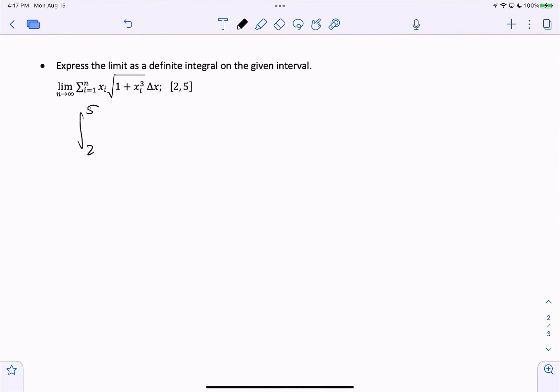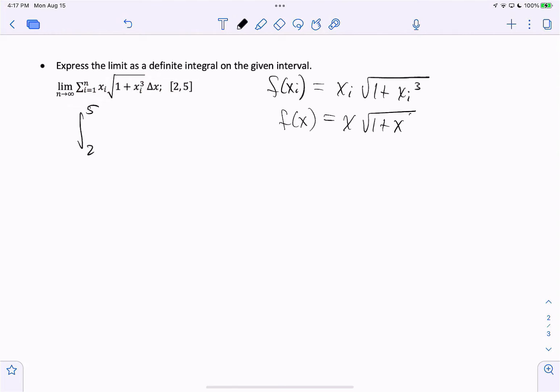And this is going to be f of x. So f of x sub i, based on looking at this sigma, is x sub i times the square root of 1 plus x sub i cubed, which means that f of x is equal to x times the square root of 1 plus x cubed. That thing is what goes into the integral.